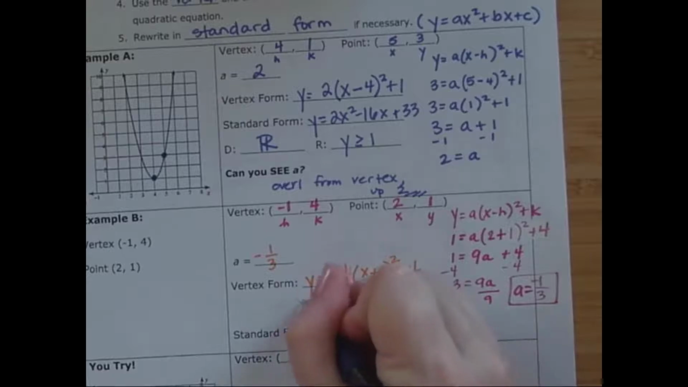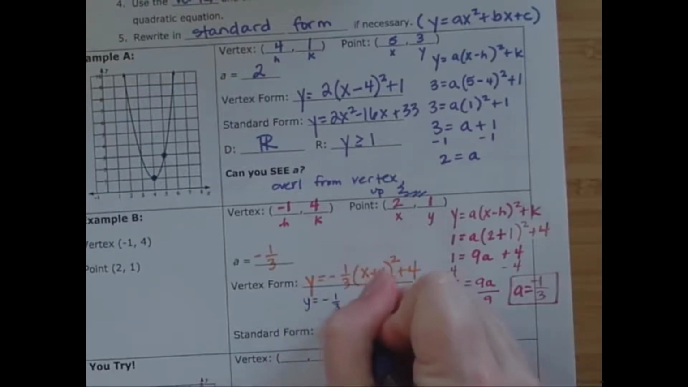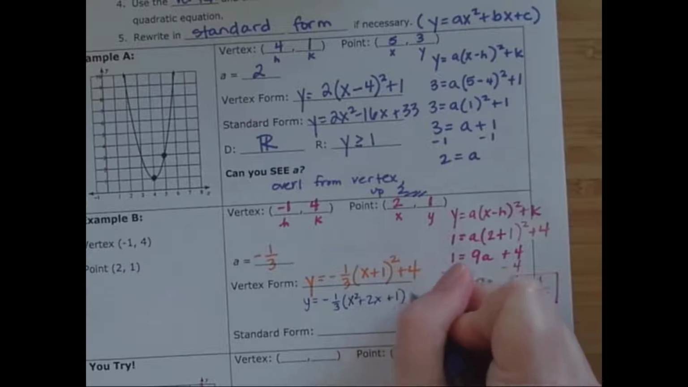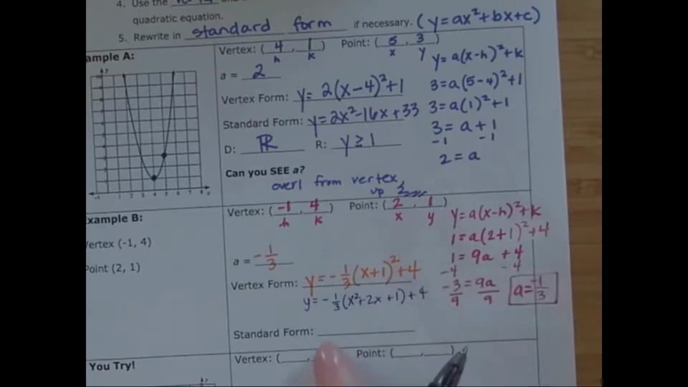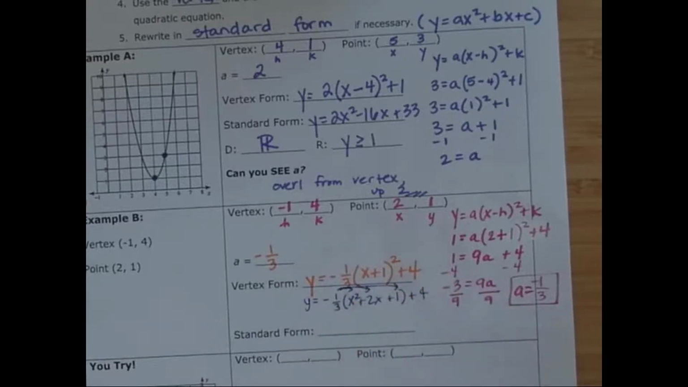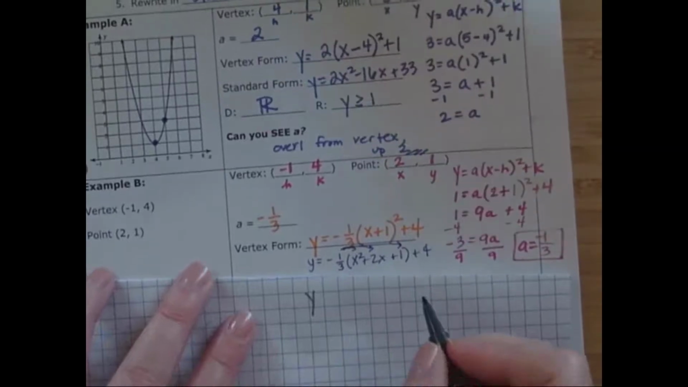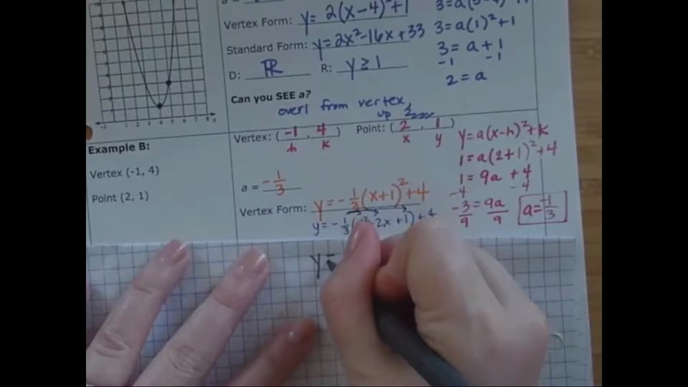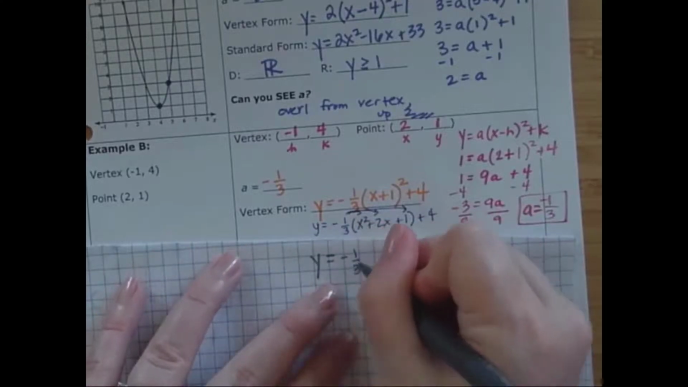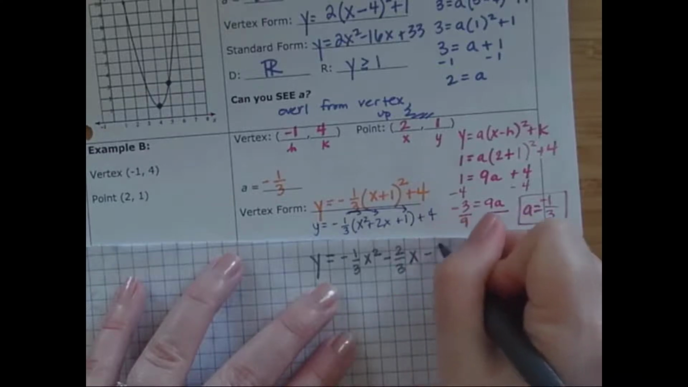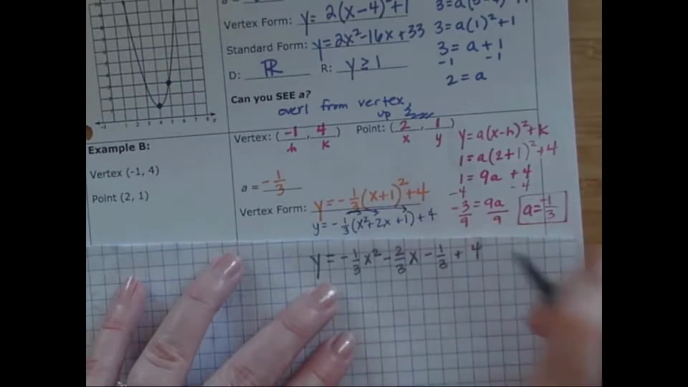simplify into standard form. So y equals negative 1/3. We're going to square the binomial: x squared plus 2x plus 1, plus 4. Distribute the negative 1/3. y equals negative 1/3 x squared minus 2/3 x minus 1/3 plus 4.